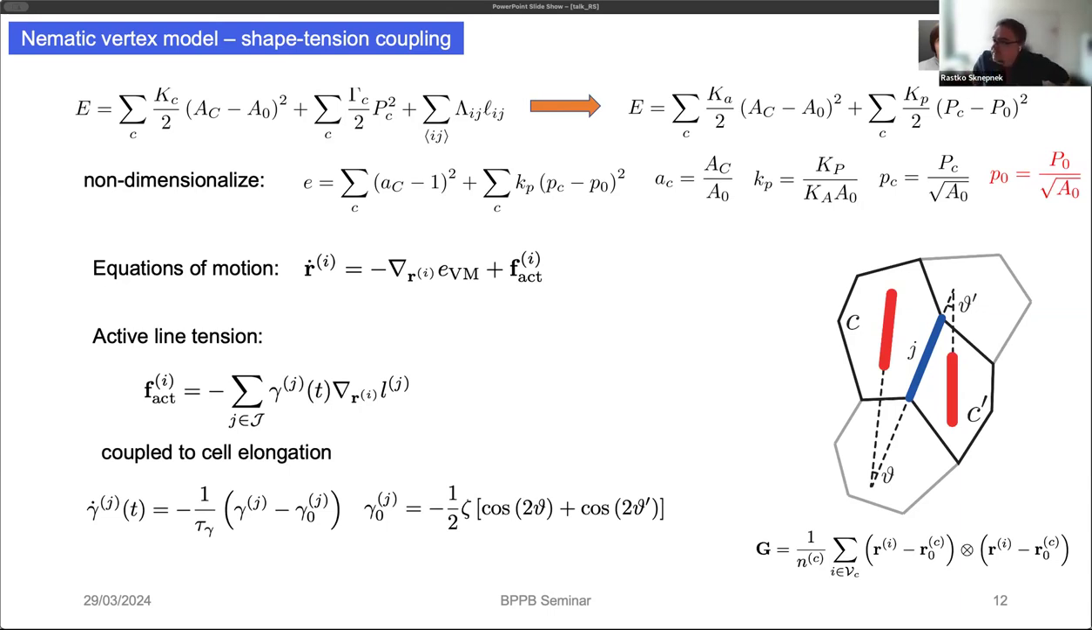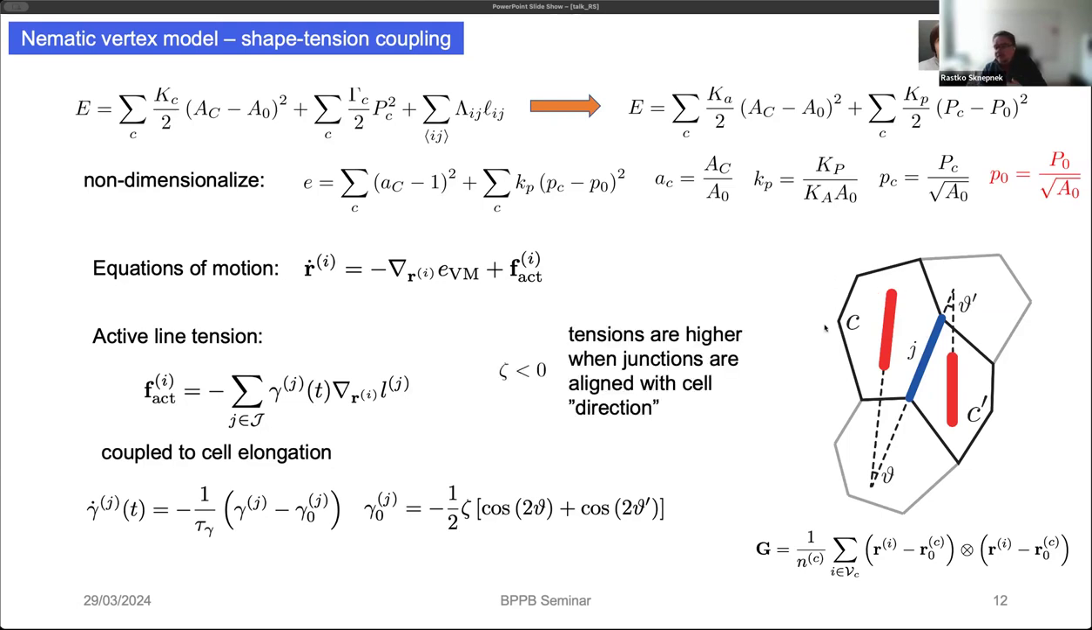And I need to emphasize that this model is essentially pulled out of a hat, meaning we've just essentially said, let's actually try to prescribe a certain type of nematic interaction to the cells and see what happens. And what we came up with is we assumed that there is some kind of a readout of the cell shape, which is given by the gyration tensor. The eigenvector, which corresponds to the larger of the two eigenvalues of this tensor, gives us the directionality of the shape, and then the junctions that are aligned, roughly speaking, with that preferred direction of the cell have larger tension compared to those that are orthogonal.